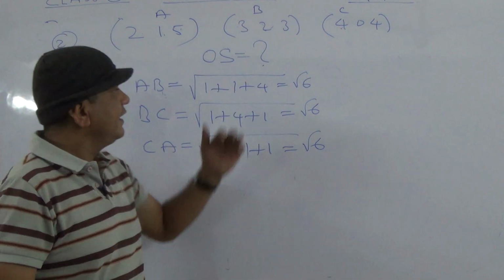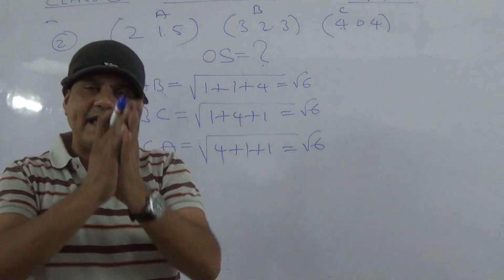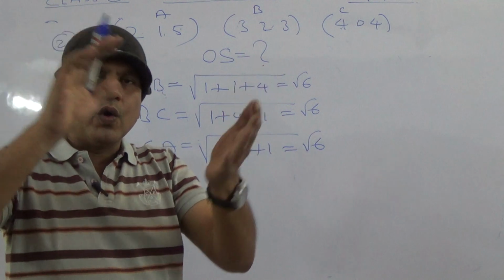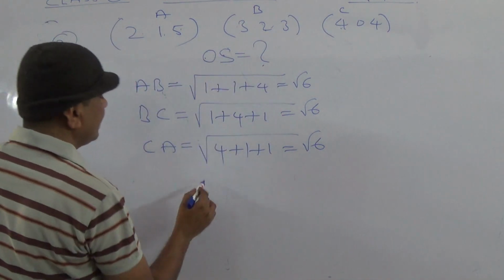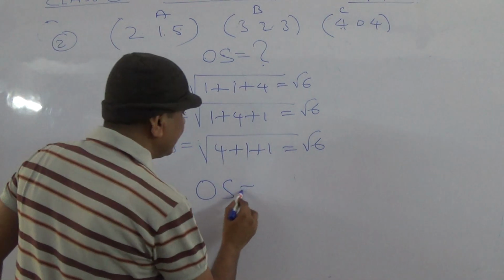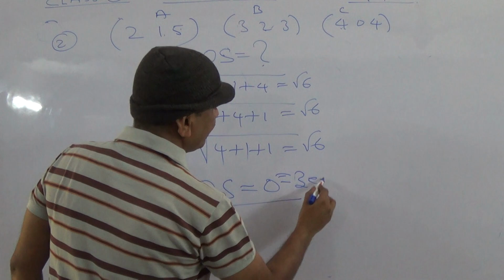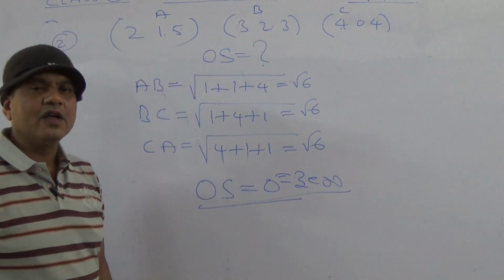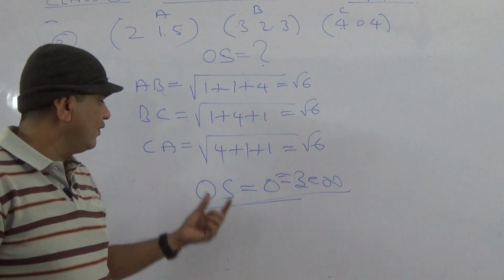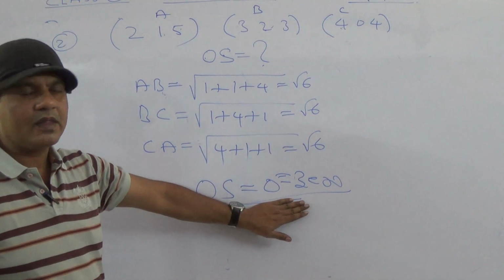We know that in an equilateral triangle, orthocenter and circumcenter are the same point. That means orthocenter and centroid are coincident. Now what is the distance between orthocenter and circumcenter? Nothing but the distance is equal to 0. Why is it 0? Orthocenter and circumcenter coincide at the same point. Therefore, the distance between orthocenter and circumcenter becomes 0.